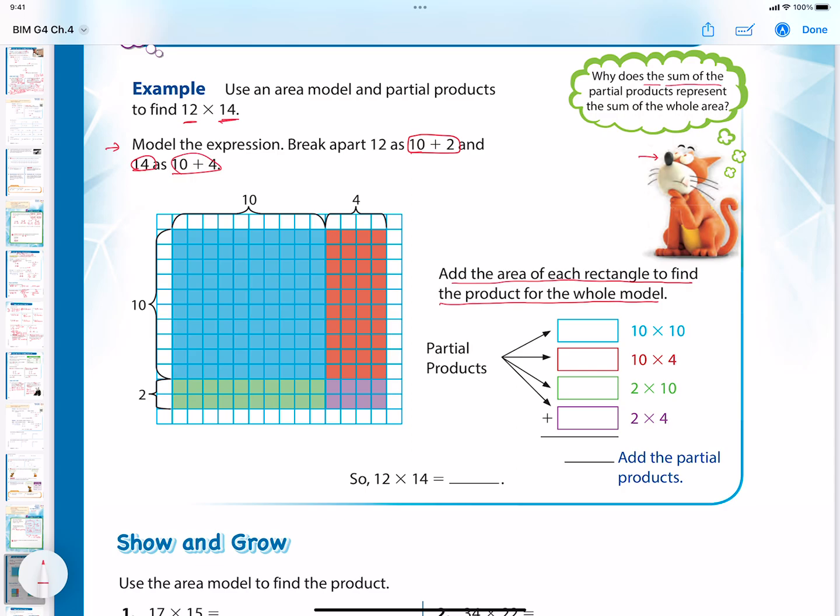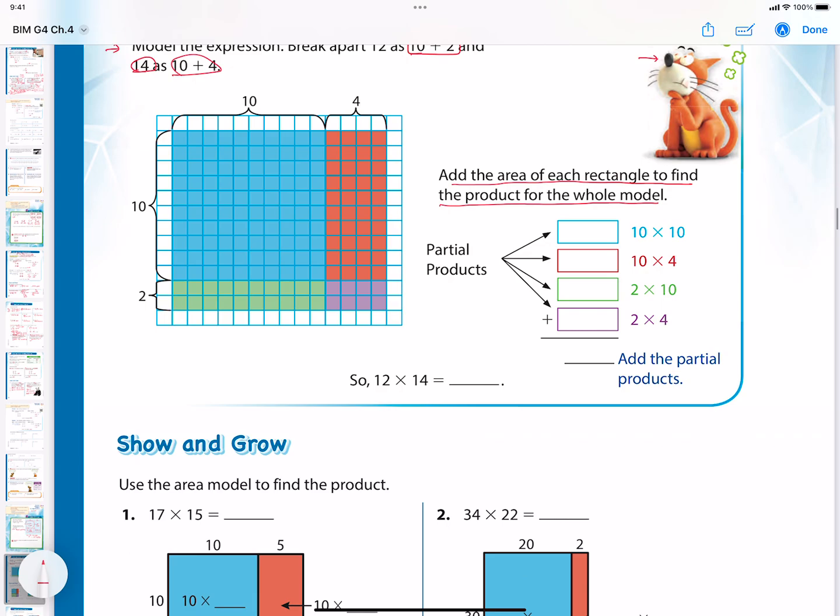Why does the sum of the partial products represent the sum of the whole area? Because you got the partial area, right? To know the whole area, you have to add them all together. That's what it says, sum of the partial products. Make sense? Yes, that's just common sense. Now let's get the partial products. Well, you see that they separate the color for you guys to make you see better and easier.